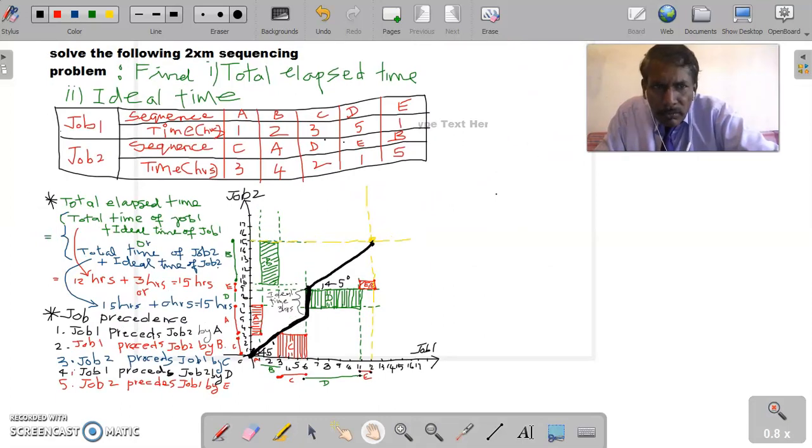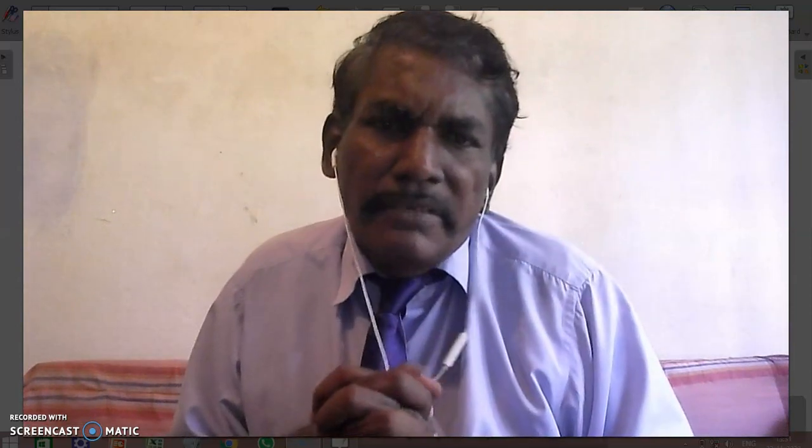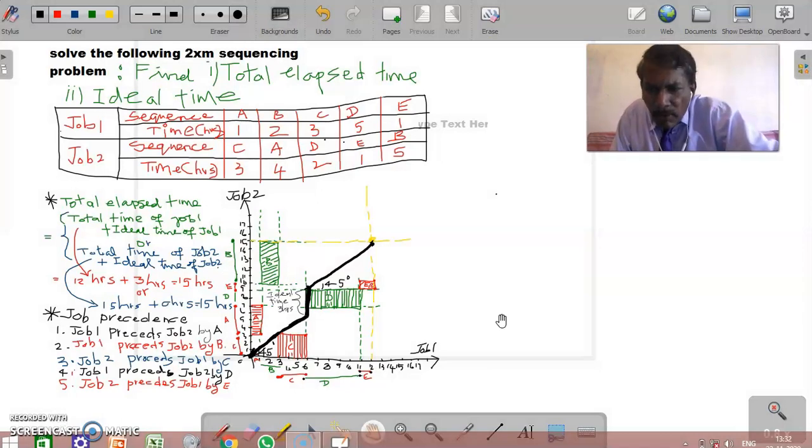Let me summarize. The first step is that we have to find the vertical line. The second step is that we have to find the intersecting area. Then we have to draw the 45-degree line, and the 45-degree line will give you the idle time and total time taken, and thus we can finish any type of problem.